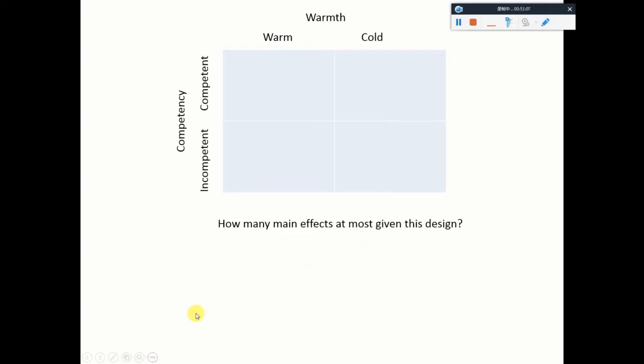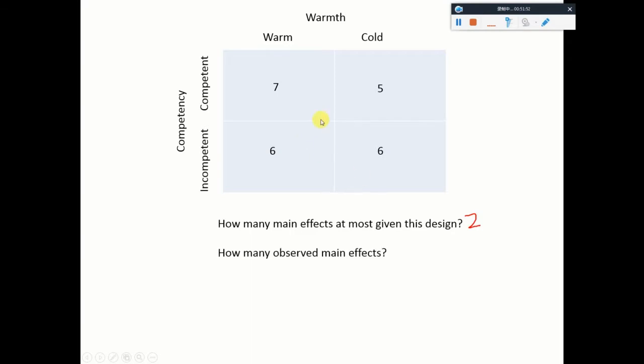The answer is 2, right? At most, we can expect two main effects given this design because we have two factors. Each factor could, and remember, I said could, have a main effect. Whether or not this main effect actually exists, we don't know at this point. But as long as we have such a design, we would expect at most two main effects. One main effect for warmth, the second main effect for competency. Okay, so that's our expectation at most. Now my second question for you, now I give you these four numbers.